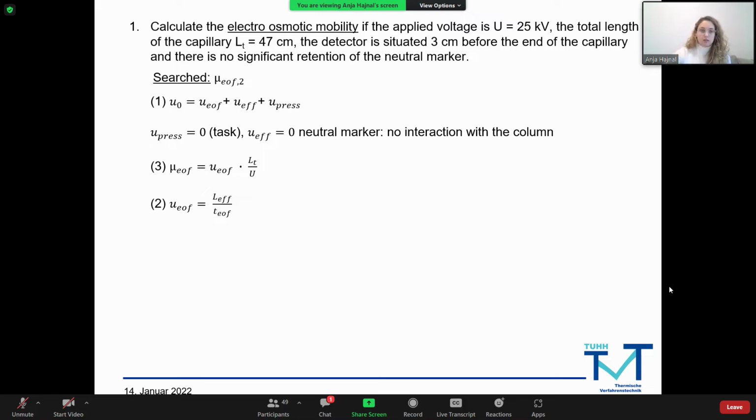So basically, just as a further hint, because this equation comes down to only the electroosmotic velocity component, you need to use only equations 2 and 3. And if you express this electroosmotic velocity by equation 2, you can directly calculate the electroosmotic mobility.